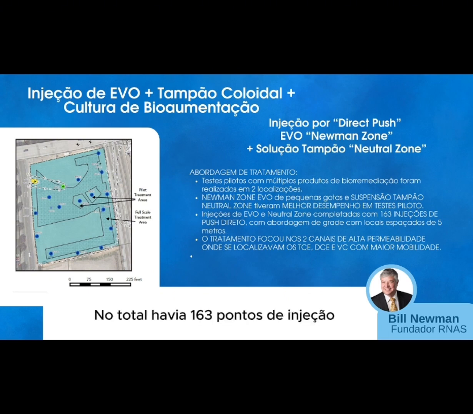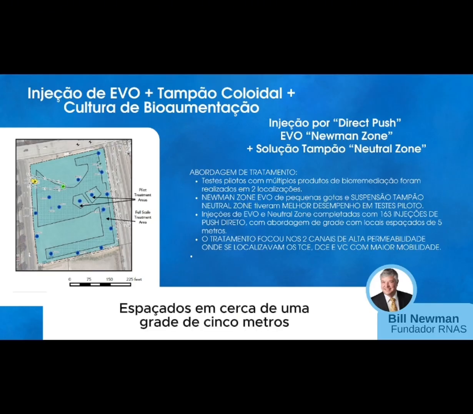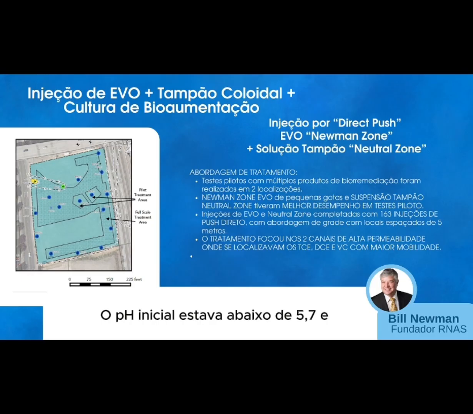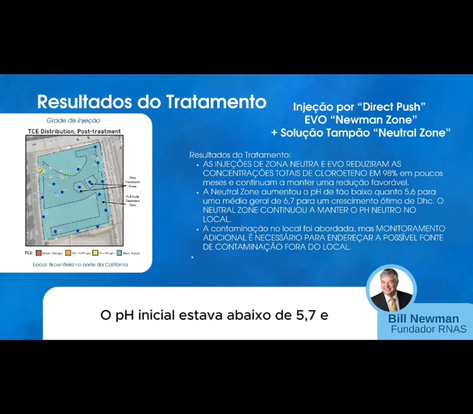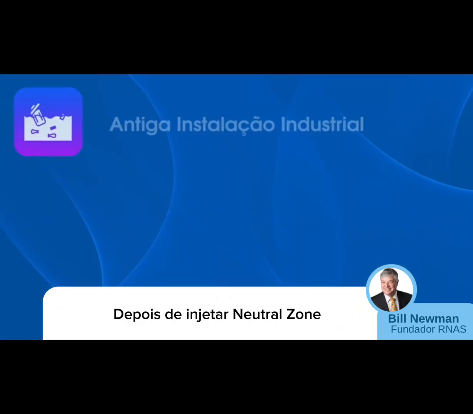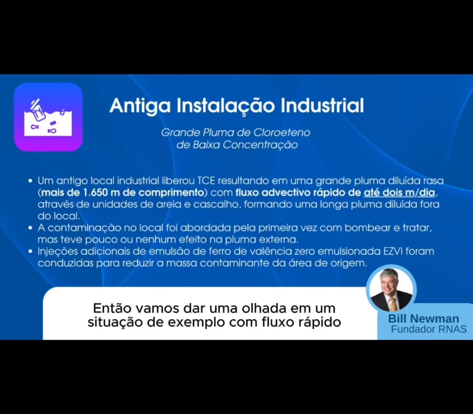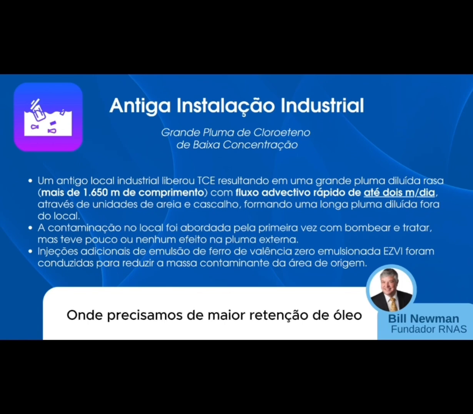In total, there were 163 injection points spaced on about a 5-meter grid. The initial pH was below 5.7, and we averaged a pH of 6.7 and maintained it for several years after injecting the neutral zone.